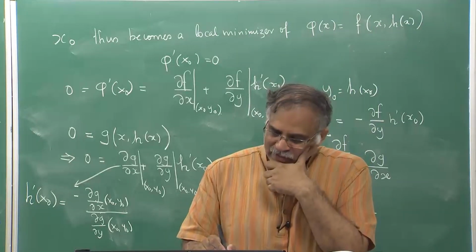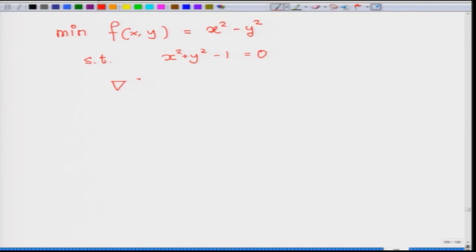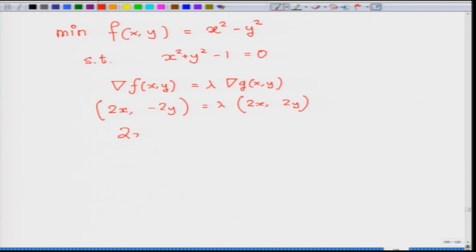So, what you do is you try to find out an xy which satisfies this. So, here f is x square minus y square, so grad f is 2x and minus 2y, times lambda, and grad g is 2x, 2y. So, what do we have? We have 2x equal to lambda 2x, minus 2y is equal to lambda 2y, and of course, we have x square plus y square is equal to 1.